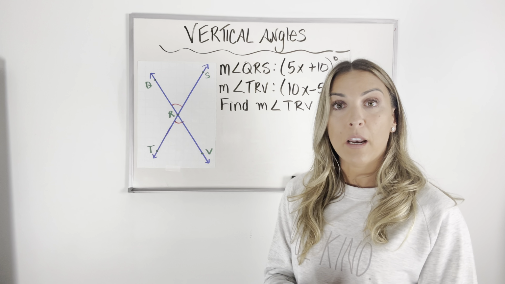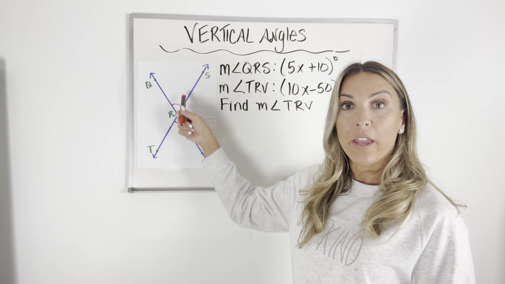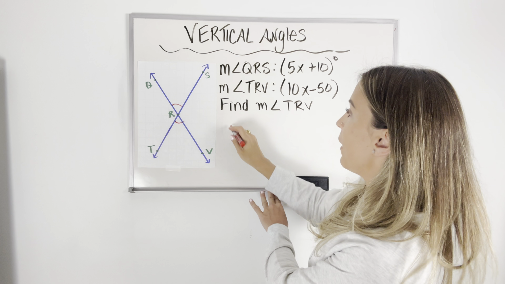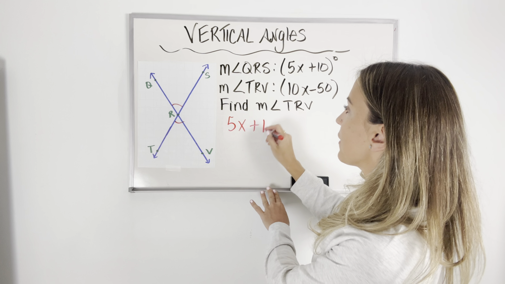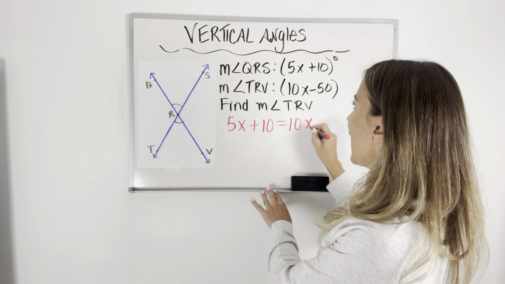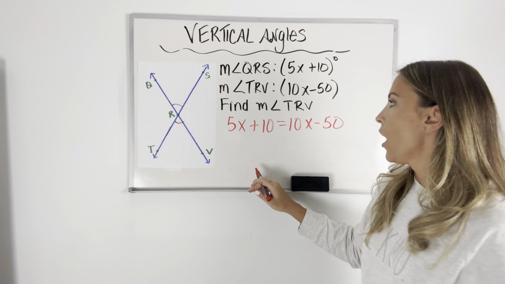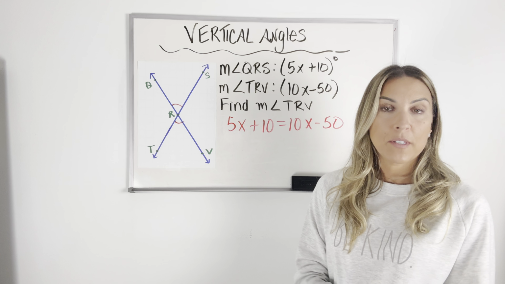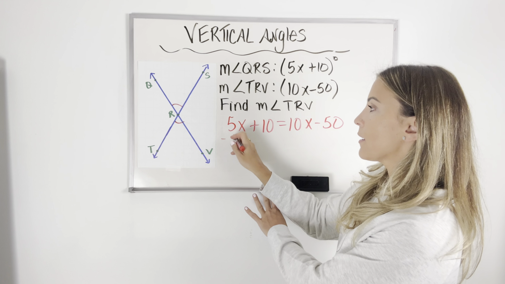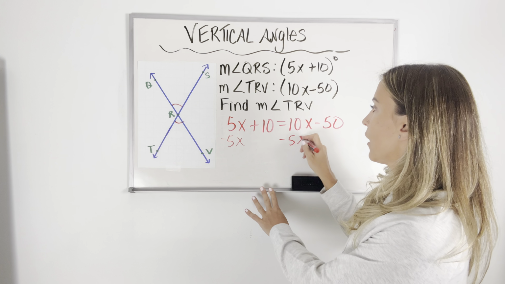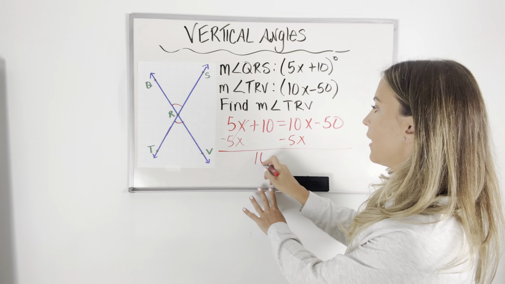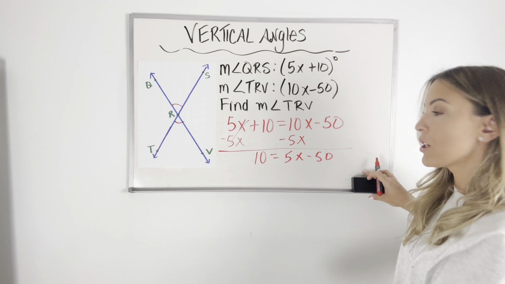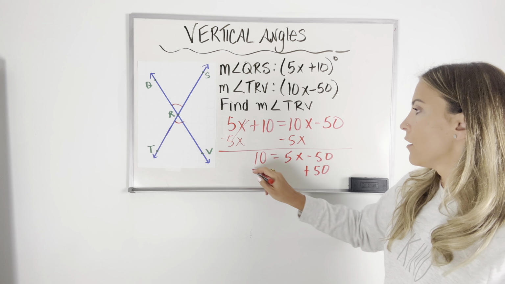So now I start to set up my equation. If I know that these two angles are equal to each other, then that means I could set their expressions equal to each other to make an equation. So I know that 5x plus 10 is equivalent to 10x minus 50. All right, so now when you're solving an equation that has variables on both sides, we have to use inverse operations to get it to one side. So I'm going to subtract 5x from both sides, and that's going to give me 10 is equal to 5x minus 50. All right, now I have a two-step equation. I'm going to add 50 to both sides.